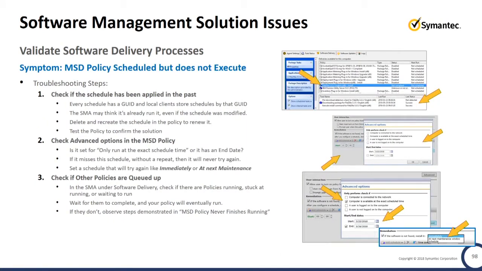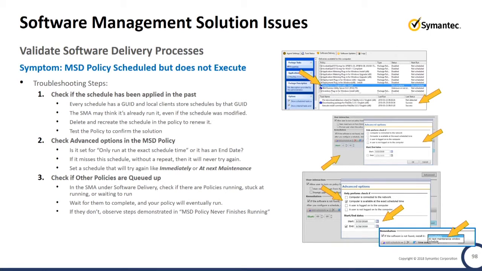Policies that are scheduled but do not execute. Okay, so again, check if the schedule has been applied in the past. Right, so go right down to the agent, look at the item in the software delivery tab, and see if it ran before. Because some of these are set not to run again. It's run once only, right?